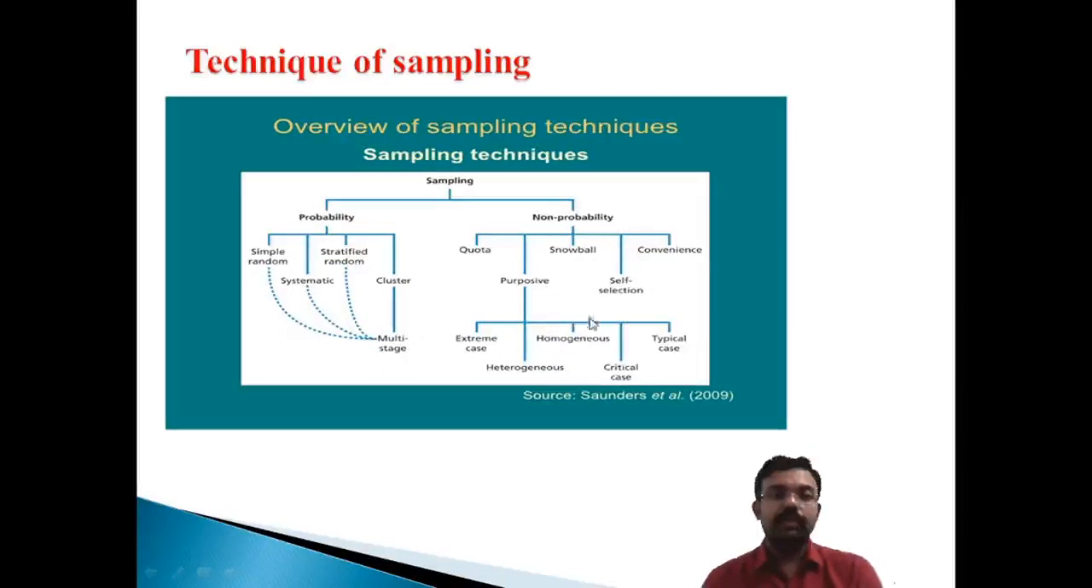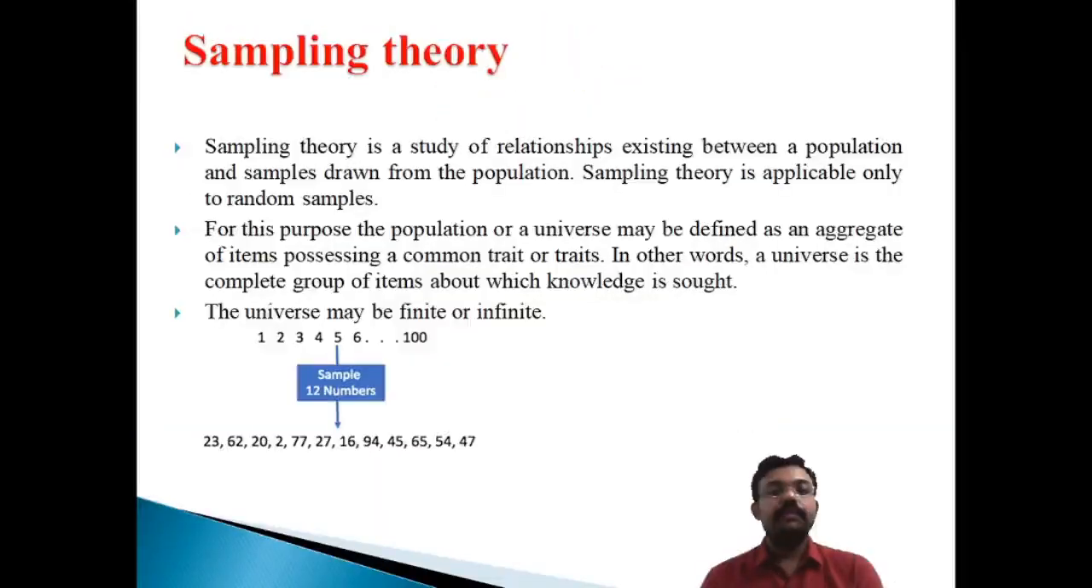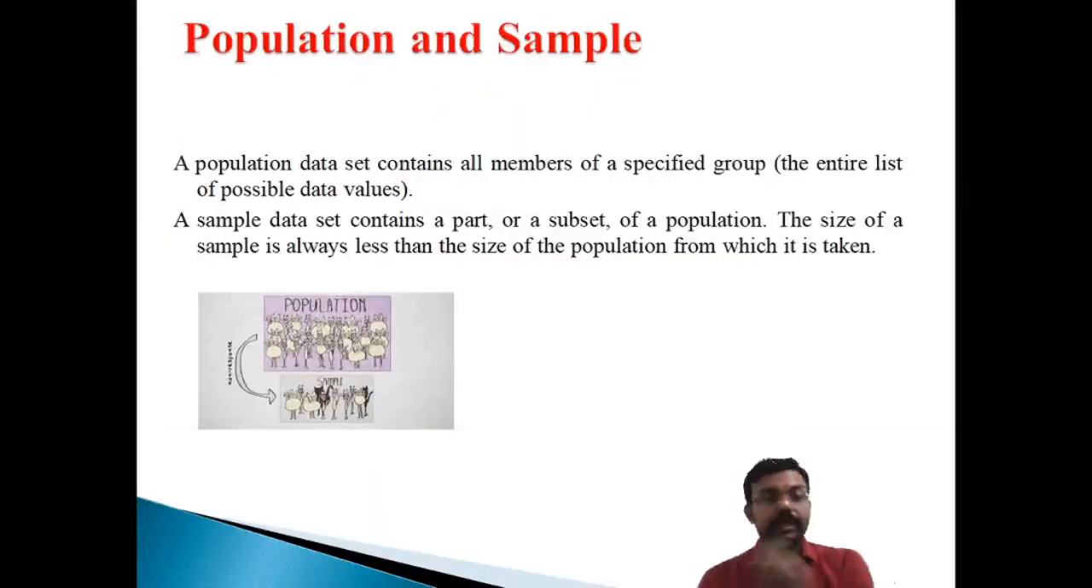Quota, snowball, purposive, self-selection, convenience, all are important elements. These are the important methods of sampling. So once again, in this lecture we discussed what you mean by population and what is a sample. The population means the totality of your study, and samples are only a portion, a subset of your population. This is one of the important examples regarding the population and the sample.